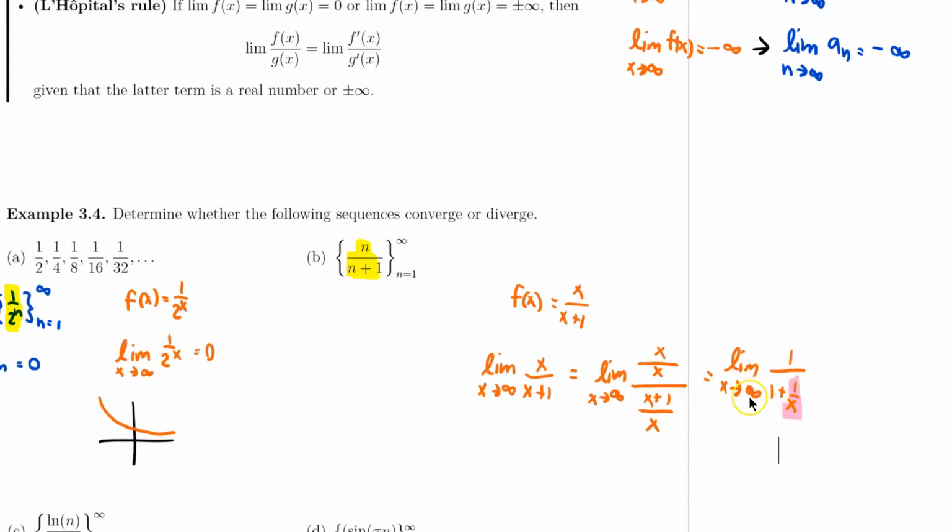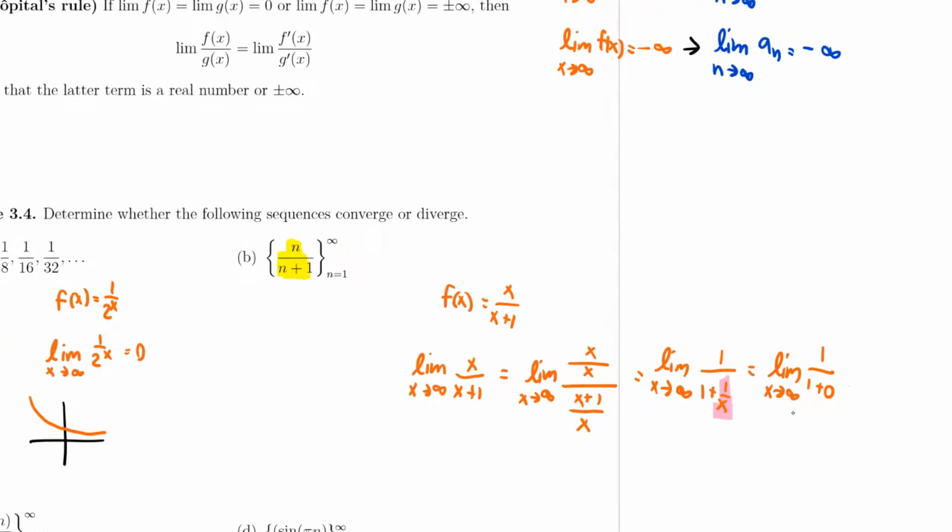Now, when x gets really large, 1 over x is going to get really small. So when x goes to infinity, 1 over x is just going to go to 0. So this whole thing is going to be the limit when x goes to infinity of 1 over 1 plus 0, which is just equal to 1. So here I have that the limit of the function is 1. So now I can conclude that the limit of the sequence is the same thing. The limit when n goes to infinity of a sub n is just 1.